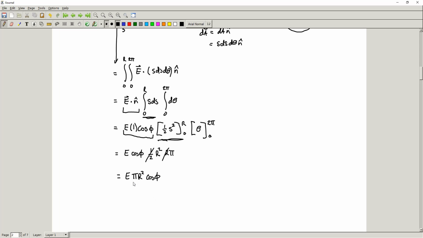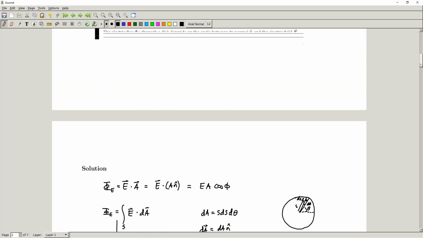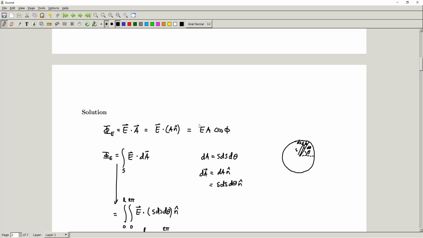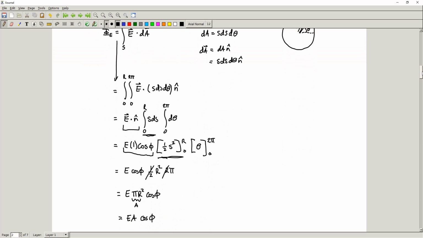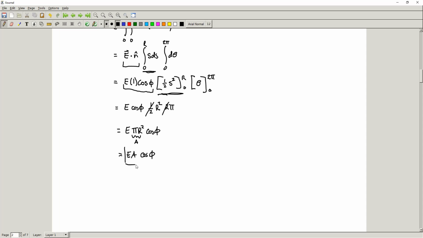And what is pi r squared when we're looking at a disk? Well, this is just our area, right? And so we end up with E A cos phi. And I believe that's the way we wrote it above here, right? So this was our answer, just not doing the integration. If we had chosen to do the integration, we end up with the same answer here.